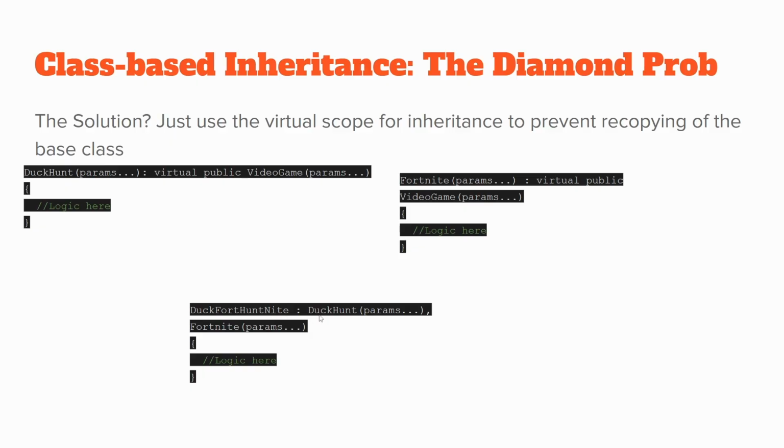In this scenario, it will call Duck Hunt first, and then call the public constructor for video game within it, but it won't call the one in Fortnite because there's already a constructor initialized for the video game base class. Thus, the diamond problem is solved. This is the solution that C++ typically pushes when you're dealing with a diamond problem in C++11.